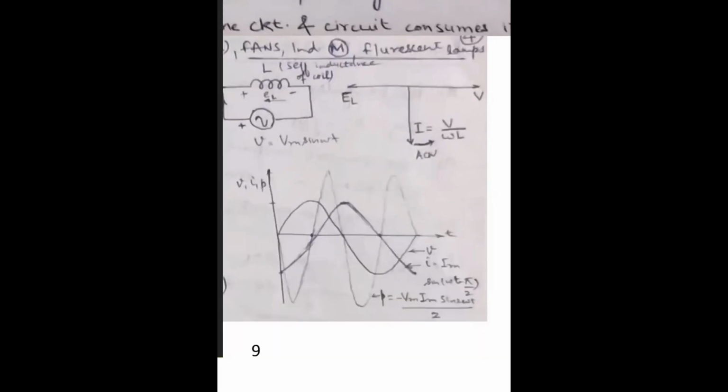So in the pure inductive circuit, the current lags the voltage by 90 degrees. The phasor diagram can be drawn and understood in this manner. First of all, we have drawn the voltage waveform on the reference axis, or the x-axis. Now the current is lagging by 90 degrees.